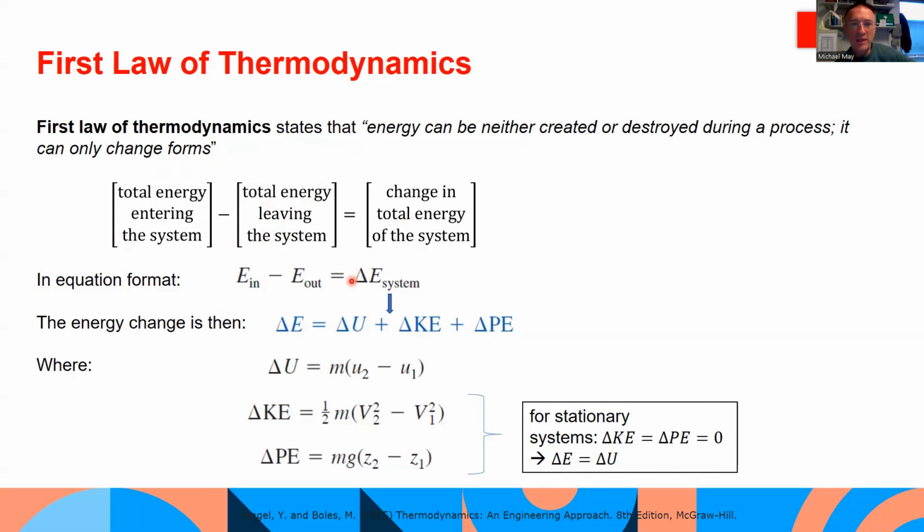In equation format, it looks like this. If we take the right-hand side of that equation, we can say that the change in energy in a thermodynamic system is either a change in internal energy, change in kinetic energy, or a change in potential energy. And for stationary systems like the piston cylinder system, we can generally say that we're only dealing with the change in internal energy. If there is a kinetic or a potential energy aspect, they're usually very small and negligible.